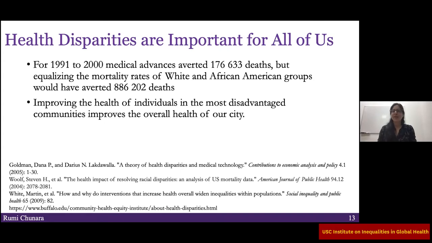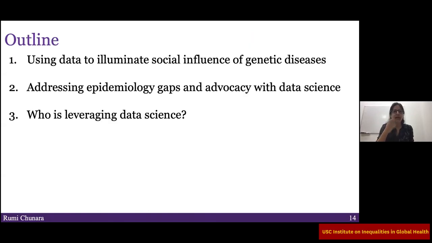So I've set up a lot of background about health equity and the importance of it, and also why this is of extreme importance when we start thinking about intervention and scientific inquiry. Now I'm going to bring this to a few different avenues of our work in data science, and how we're thinking about using that in this context. I'll have three examples today. One is using data to illuminate the social influence on genetic diseases. Second, addressing epidemiology gaps and advocacy with data science. And finally, the third question is about who is leveraging data science and why that's important as well.